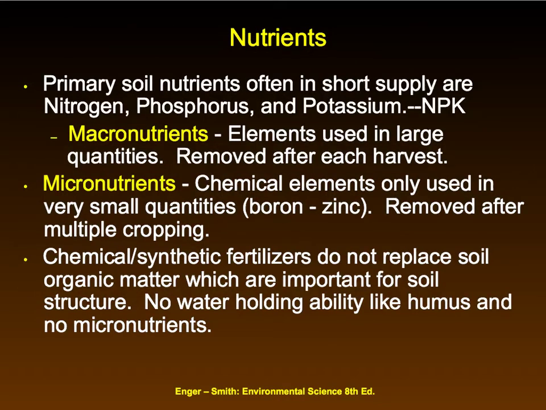The soil has two different categories of nutrients. The primary soil nutrients that are typically in short supply are nitrogen, phosphorus, and potassium, which as a shorthand we call NPK. These are the macronutrients, the elements that are used in large quantities and removed after each harvest. There are also micronutrients, which are chemical elements used only in small quantities, like boron and zinc, and they're removed after multiple croppings. So think macro: every year you need to replace them; micro: every 3 to 5 years.